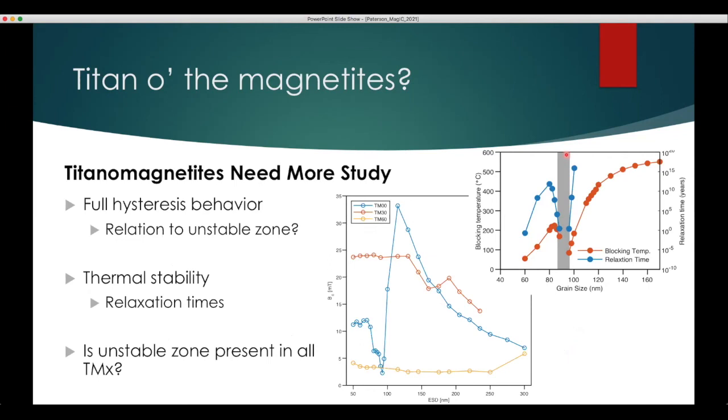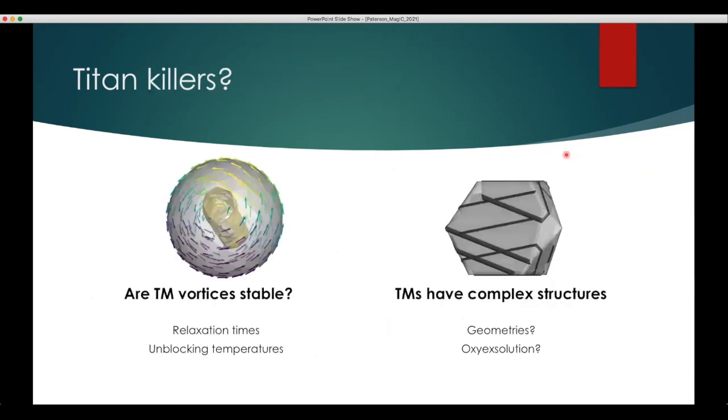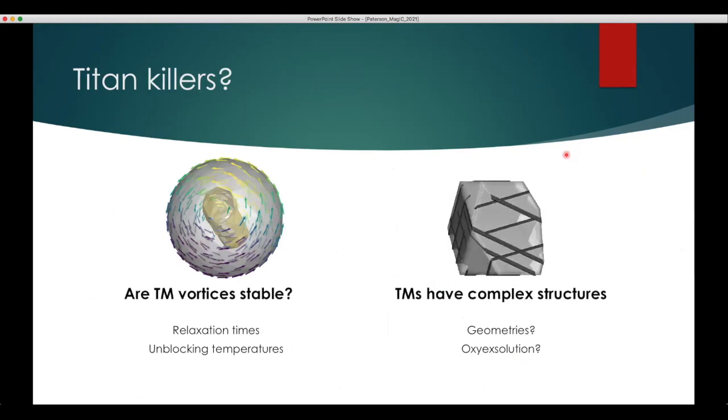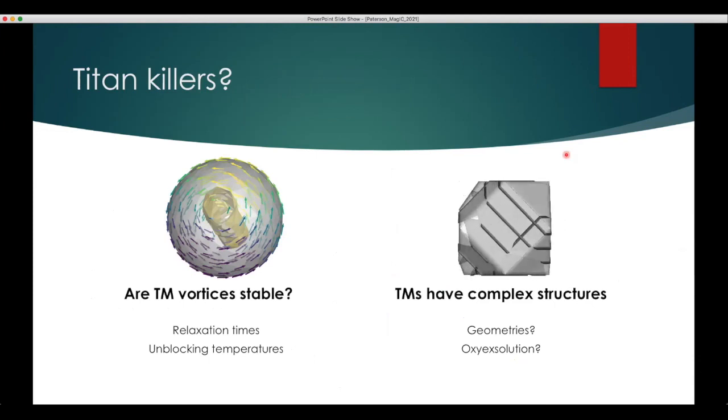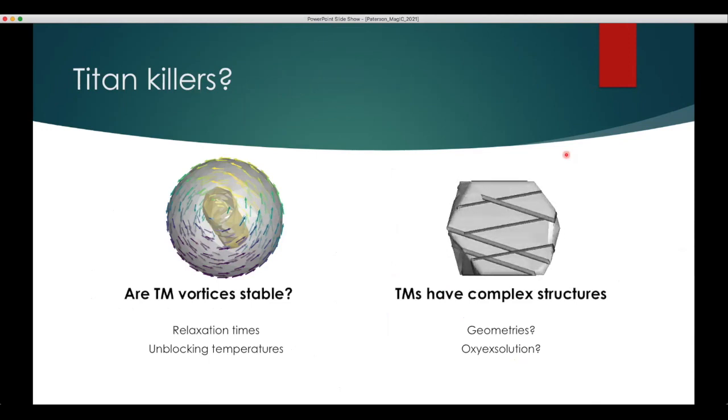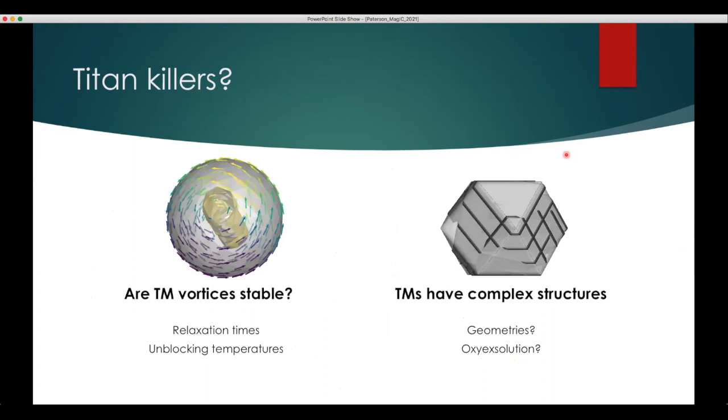And we need to go into a lot more detail looking at the hysteresis behavior and understanding the relationship between the hysteresis properties and the thermal stabilities, because we really need to try and understand and address whether or not this unstable zone is actually present in all titanomagnetites. And once we can pin down the outstanding question of whether or not these vortex states are truly stable across the entire titanomagnetite series, we can then start to dig into some of the more complicated behavior that we typically see in titanomagnetites, where we have very unusual morphologies or even complex oxyexsolution patterns, whose impact on the remanence we still do not know.